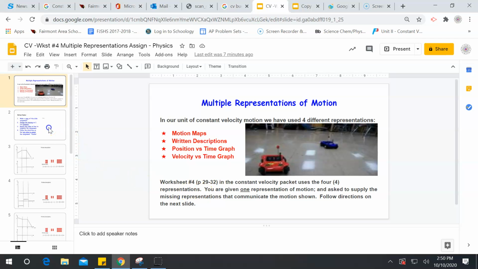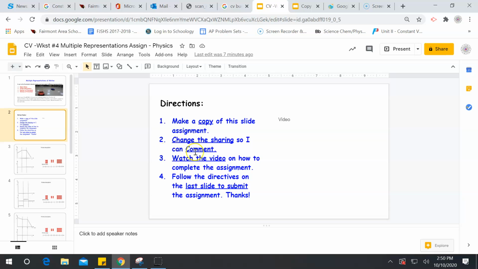So make sure you follow the directions on the next slide, make a copy of the slide, change the sharing so I can comment because I'm going to grade these, watch the video on how to complete the assignment, and then on the last slide, use the submission form to submit the assignment.